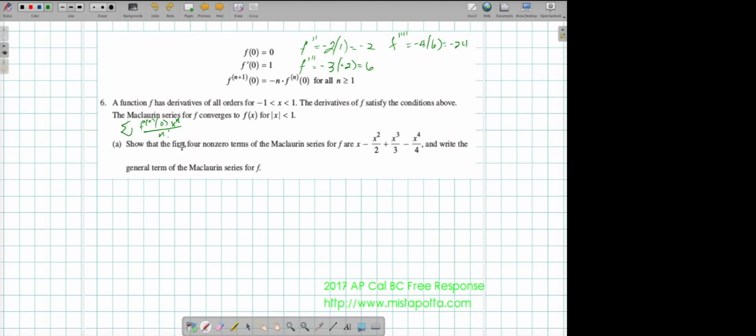So for us, the first 4 non-zero terms are going to be, well, there's my first non-zero term. That's going to be 1x to the first over 1 factorial. Here is my second term. That's going to be -2x to the second power over 2 factorial. Here's my next term. It's going to be, did I do that right?